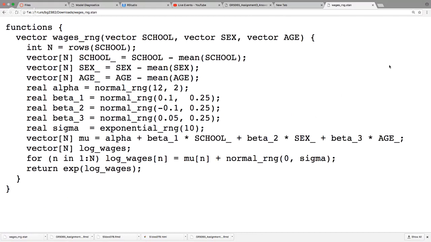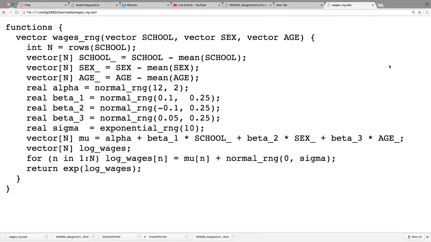A 1 year change in schooling or 1 year older is not going to make a huge difference to log wages. It's fairly well established that women are paid less, so beta 2 would tend to be negative. School probably tends to be positive. Age, if you're doing this linearly, probably tends to be a little bit positive. But I'm putting standard deviations on these normal priors that are large relative to the expectation, and consequently 0 is definitely a plausible value for each of these betas.